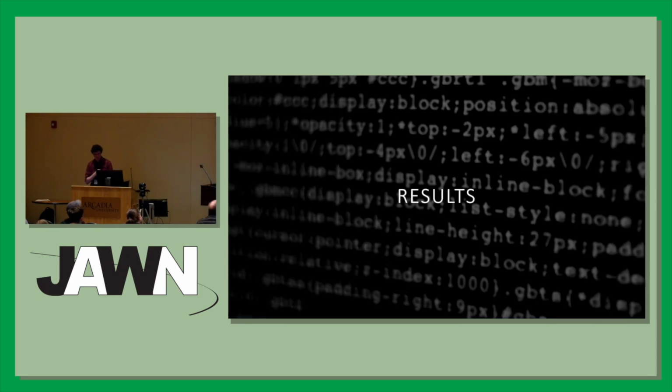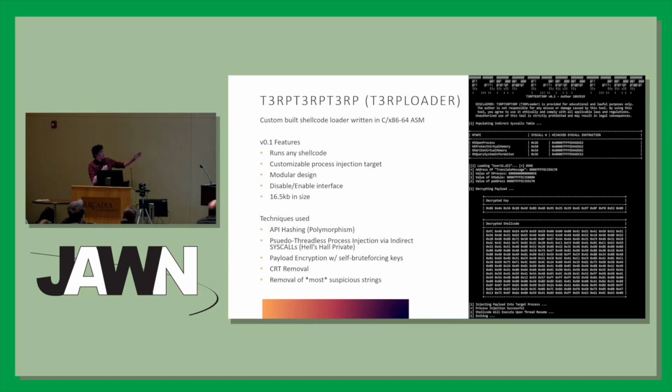So here are some results. This is a shellcode loader that I made called terp. I just like it because it has a funny name. It's a custom-built shellcode loader written in C and x86-64 assembly. It's currently in v0.1, and it runs any shellcode. It has a customizable target for process injection. It has a modular design where you can enable and disable the interface, and it's only 16.5 kilobytes in size after removing the CRT.